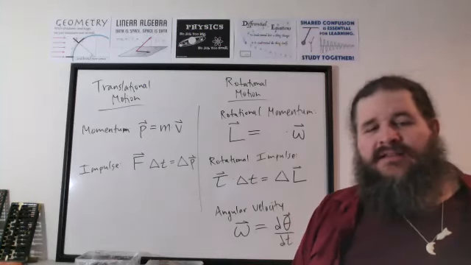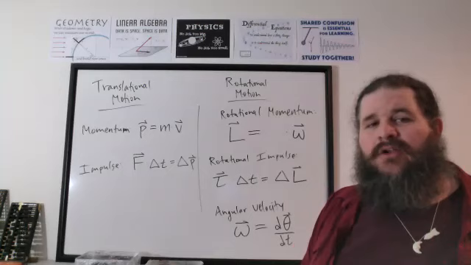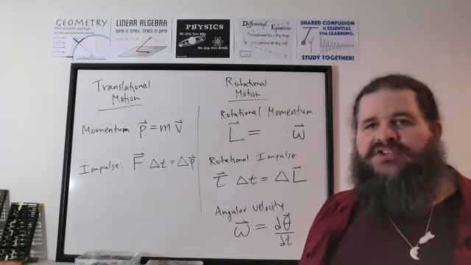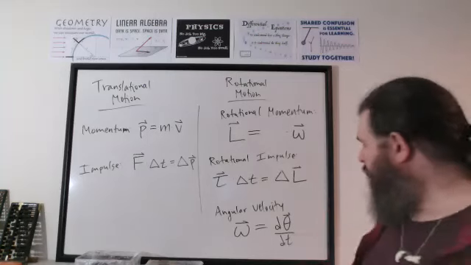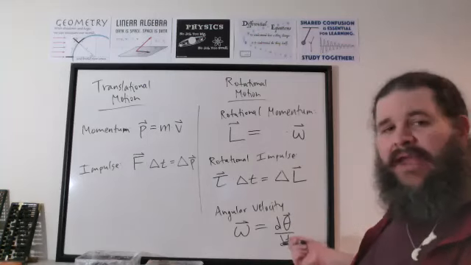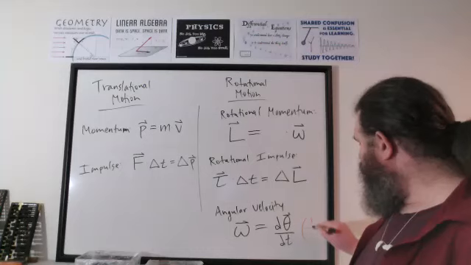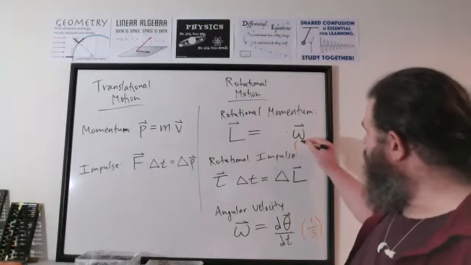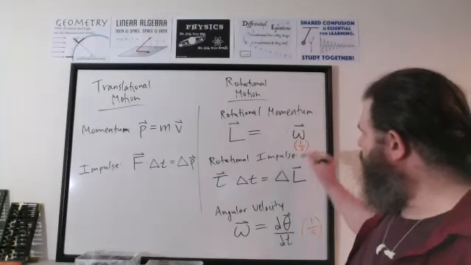And radians is technically unitless. Radians is defined as a ratio of a radius of a circle versus the arc length. So a ratio of distances is technically unitless. So we usually read this as radians per second, but mathematically it's just 1 over seconds. So angular velocity is units of inverse seconds.